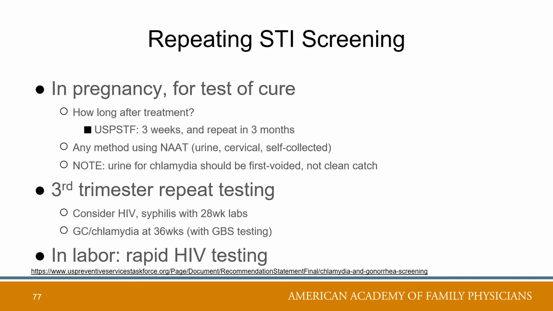You can consider HIV and syphilis testing at the 28-week labs, or GC and chlamydia at 36 weeks with the GBS testing. You can think about using rapid HIV testing in labor, and we do have UMass clinical guidelines around HIV management at UMass.